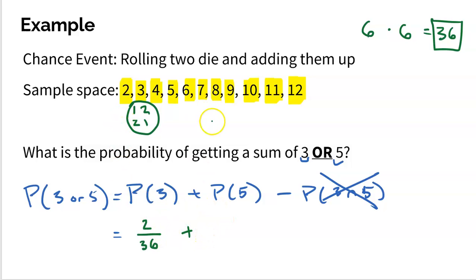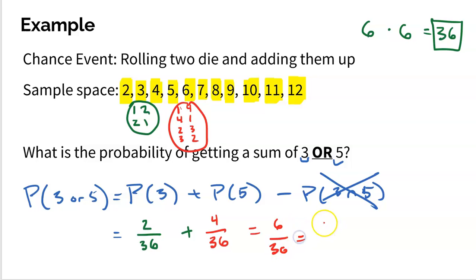What about a sum of 5? Well, to get a sum of 5, you could roll a 1 and a 4, or a 4 and a 1, or a 2 and a 3, or a 3 and a 2. So there are 4 out of 36 outcomes that result in a sum of 5. Easy. Add them together. 6 out of 36 is the grand total, which reduces to 1/6. There's my probability of getting a 3 or a 5.